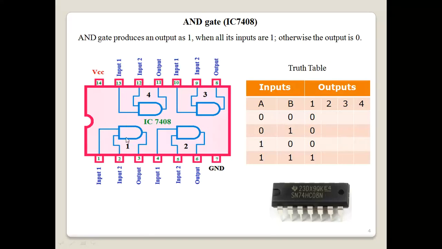This is the IC. It has 4 gates, 1, 2, 3 and 4. 1 and 2 are the inputs, 3 is the output, output is connected to LED, LED negative is connected to ground. Whenever you put the inputs 1, 1, the output is high, that time only the LED will glow for AND gate. For all other combinations, LED will not glow. This is the actual IC of the AND gate, IC number 7408.